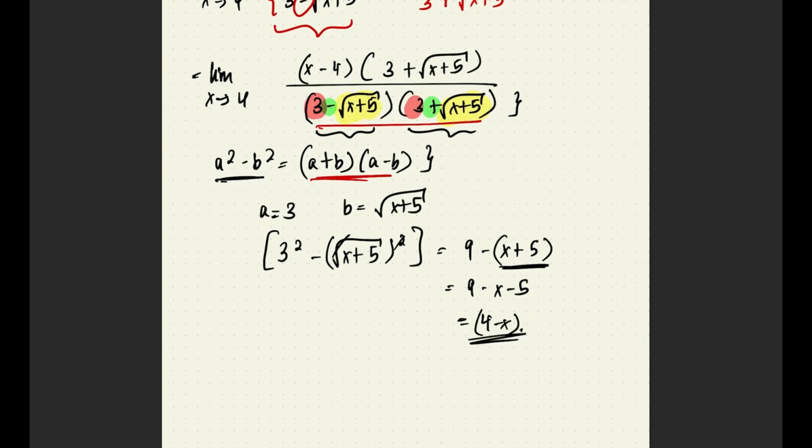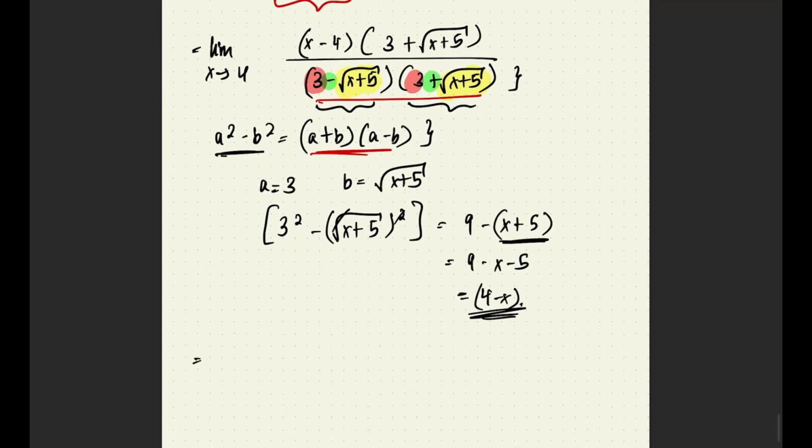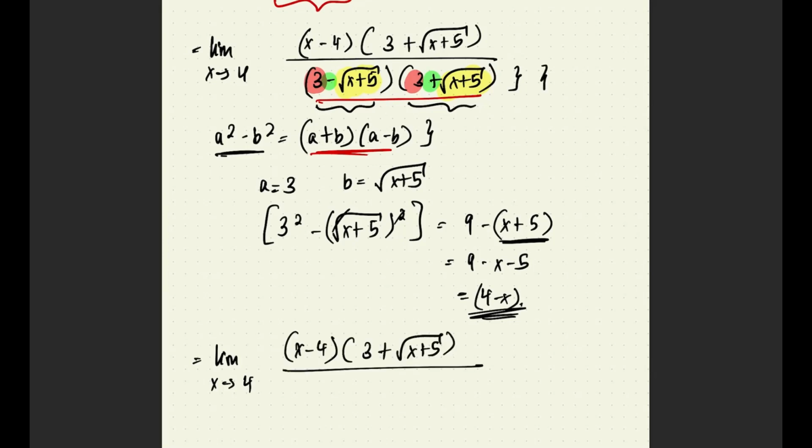So what we just did here is that we took the whole denominator, right? We used the difference of two squares to simplify this whole long ugly looking denominator to a simple 4 minus x. Okay, so that means that our limit now becomes the limit as x approaches 4. I'll write down the numerator as it is, divided by, now instead of writing this whole long ugly denominator, I can just write 4 minus x.